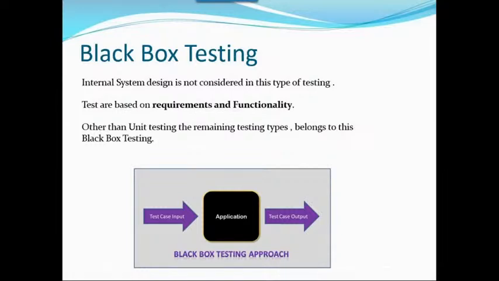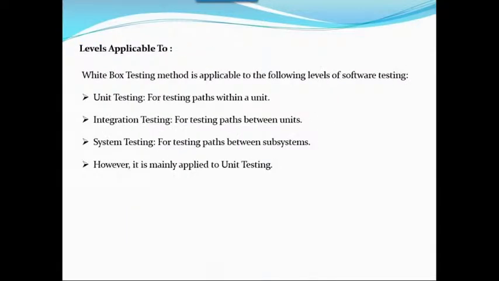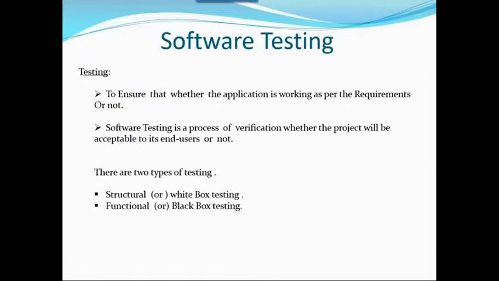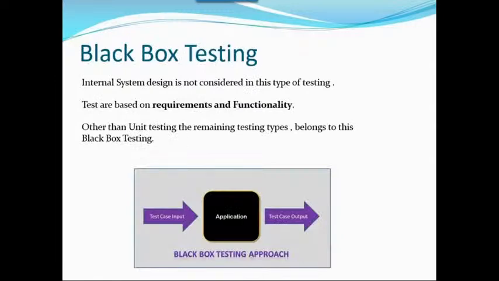Other than unit testing, which I told you is done by the developer, the remaining types belong to black box testing only. So in real time, we are the black box testers, we are the functional testers. We need to check whether the application is working as per the given requirements and functionality. Is it clear? Anybody have any questions? It's very, very important: testing is of two types, structural and functional. Structural testing is done by the developer and functional testing is done by the QA. Anybody have any questions here? No? Good.